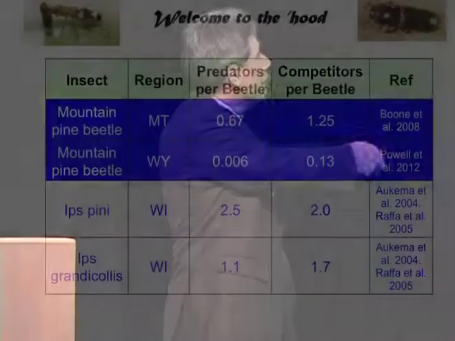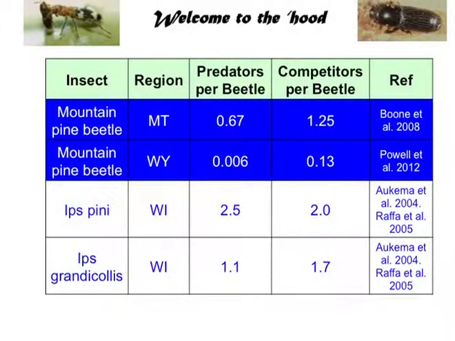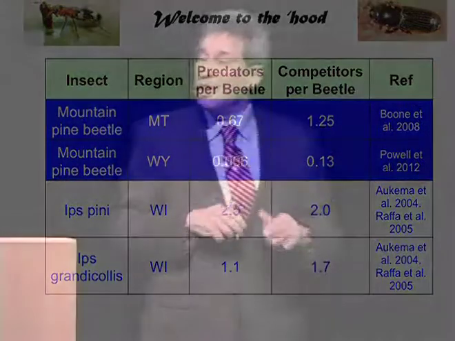And I think if we even expand that a little bit, here's some results with mountain pine beetle we have. The same kind of data, predators per beetle here. This is Montana, Wyoming. This is what we found Ips pini has to deal with. This is what Ips grandicollis has to deal with. Again, the predator load and the competitor load tend to be higher in our region. So that's some reason for encouragement.